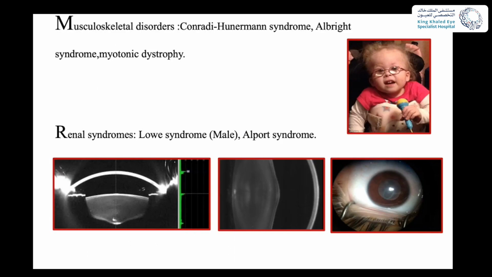It could be due to a musculoskeletal disorder, like congenital anomaly syndrome. You can see the child with aphakia and glasses on the side. Renal syndromes like Lowe syndrome and Alport syndrome. For this reason, sometimes you may be the first one who will protect the patient from progressive renal changes and renal failure if you diagnose the genetic patient with Lowe syndrome or Alport syndrome. Lowe usually occurs exclusively in males.